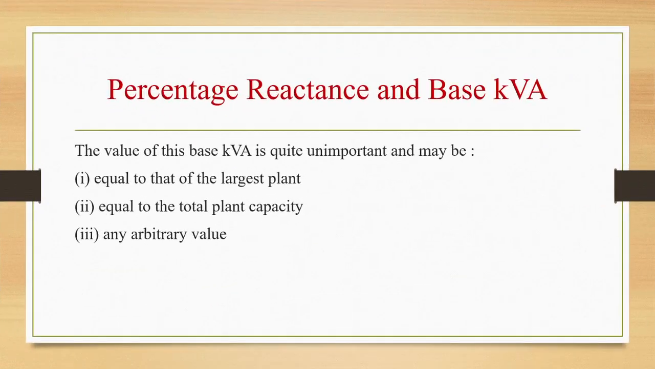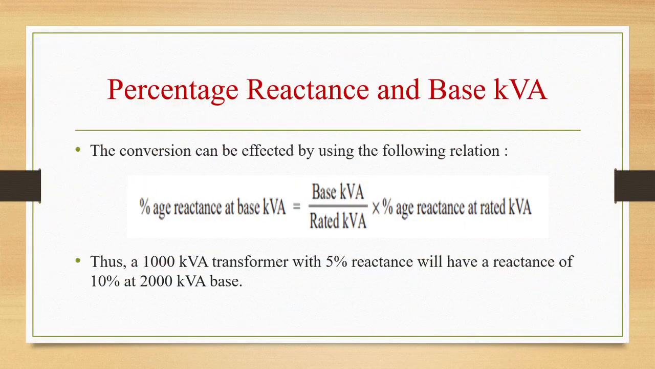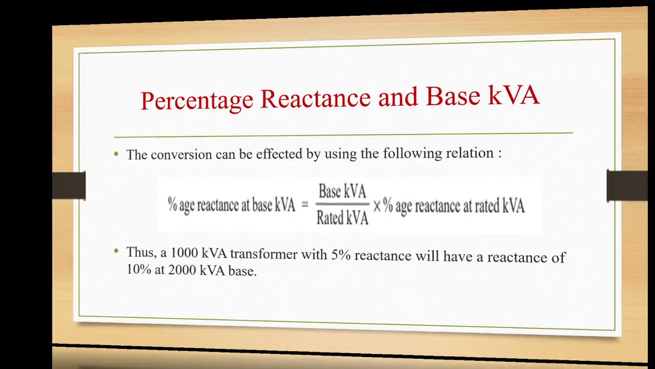The value of this base kVA is quite unimportant and may be equal to that of the largest plant, or equal to the total plant capacity, or any arbitrary value. The conversion can be effected by using the following relation: percentage reactance at base kVA is equal to base kVA by rated kVA into percentage reactance at rated kVA. Thus, a 1000 kVA transformer with 5% reactance will have a reactance of 10% at 2000 kVA base.